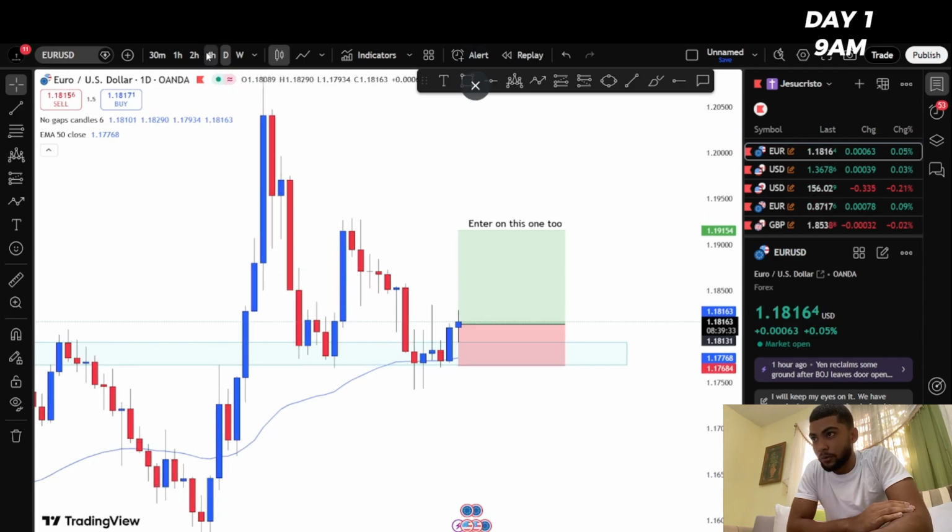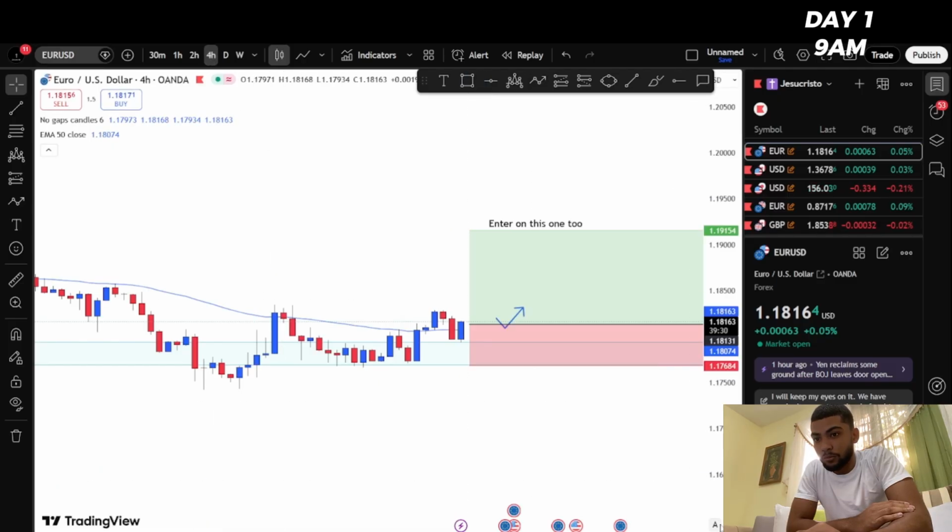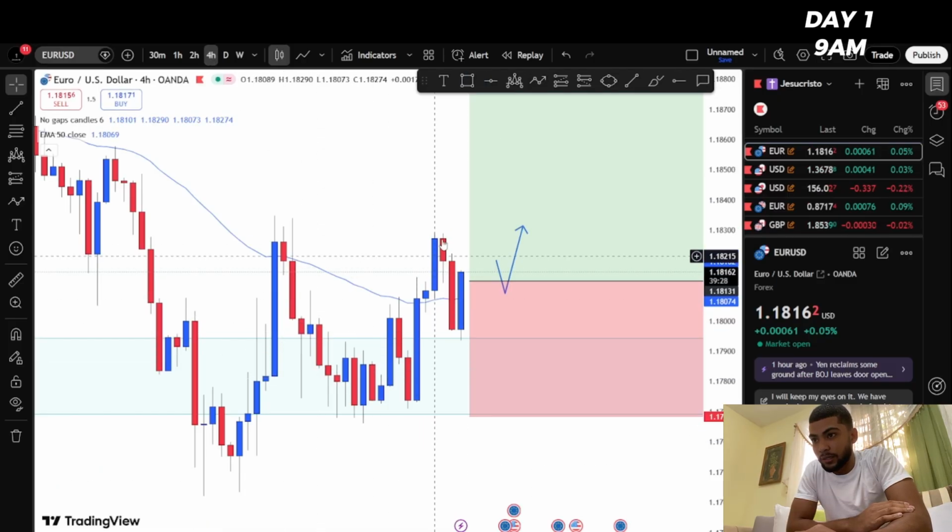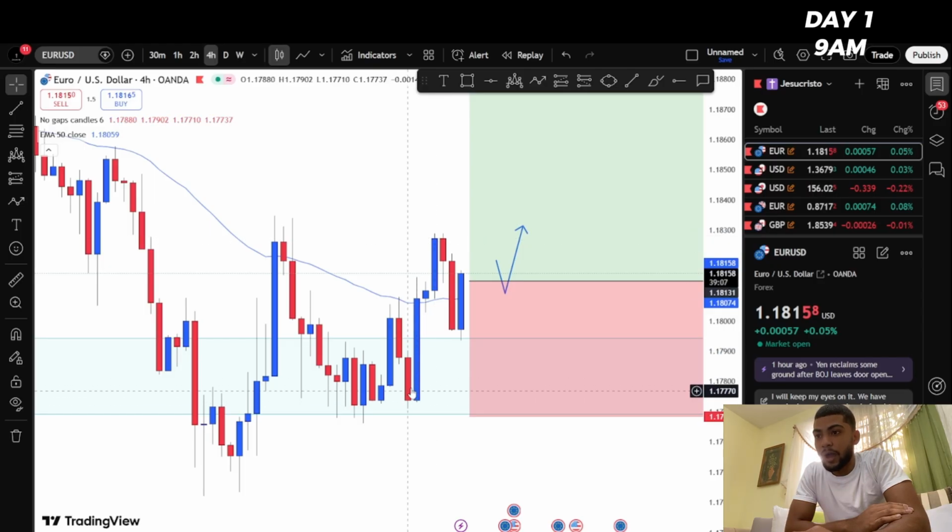The 4 hour is also bullish. We got the higher high. This was the lower low, and then this was the lower high. Then price shifted the structure, being this the higher high and making this the higher low. Then price broke above it, becoming this the higher high and this the new higher low.